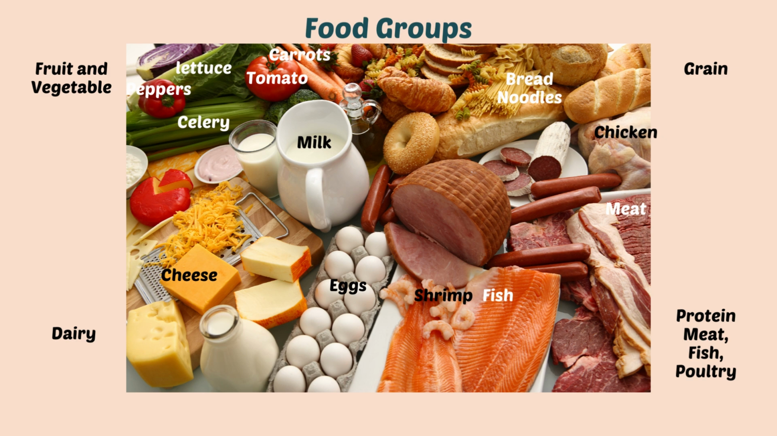For proteins, we have meat, fish, shrimp, ham, beef, chicken, and even though it's not pictured, there are also vegetable proteins or legumes like nuts or lentils or beans.